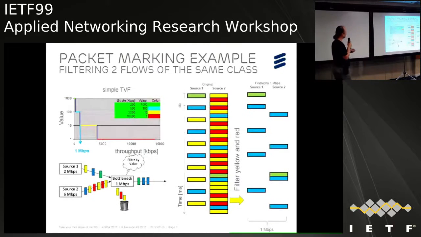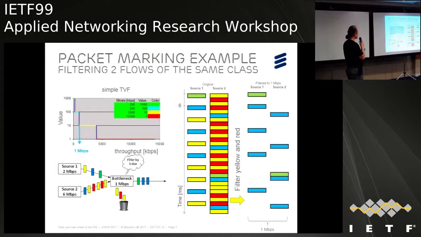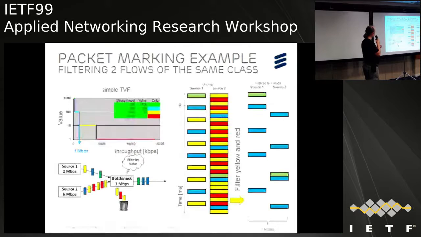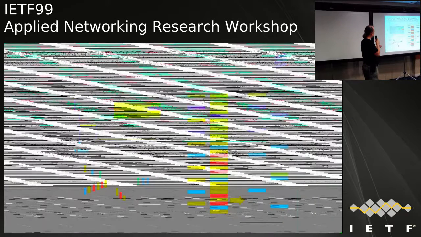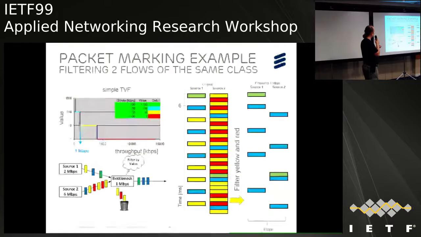A simple example for packet marking. This is a very simple TVF already quantized with 4 levels. And we have 2 sources. One is 2 megabits/second, the other is 6 megabits/second. So you can see that green is about 200K. Green plus blue is about 1 meg. Plus yellow is about 4 meg. And plus red is about 14 meg.